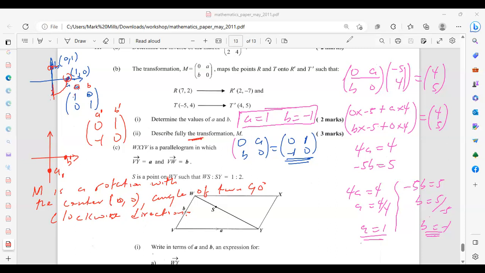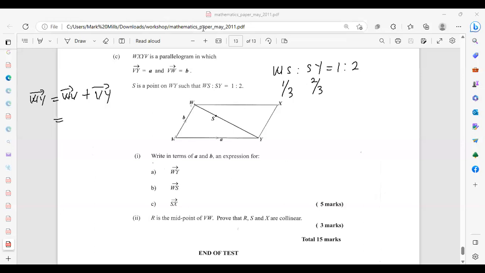Negative. If I'm going the opposite direction, that'll be negative. So we get negative b plus vy. Vy will be a. So that's the answer for the first part. Wy is equal to wv plus vy. So wv is the opposite of vw. So we put negative b plus a.